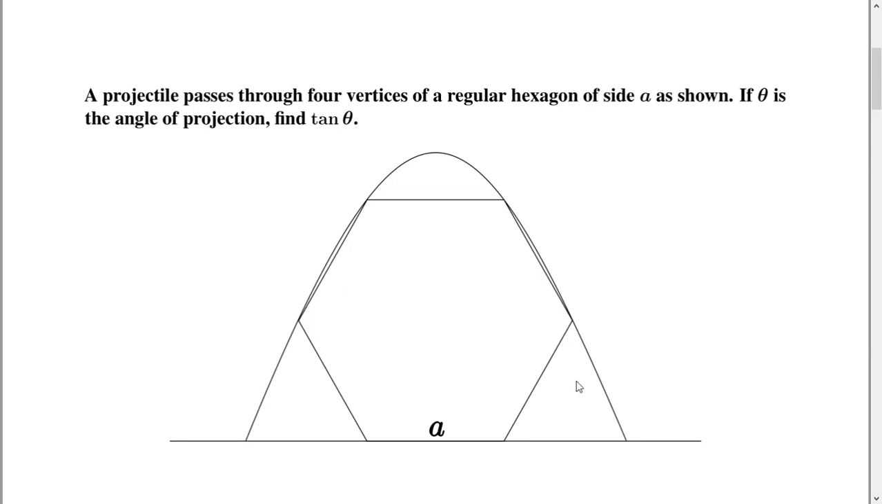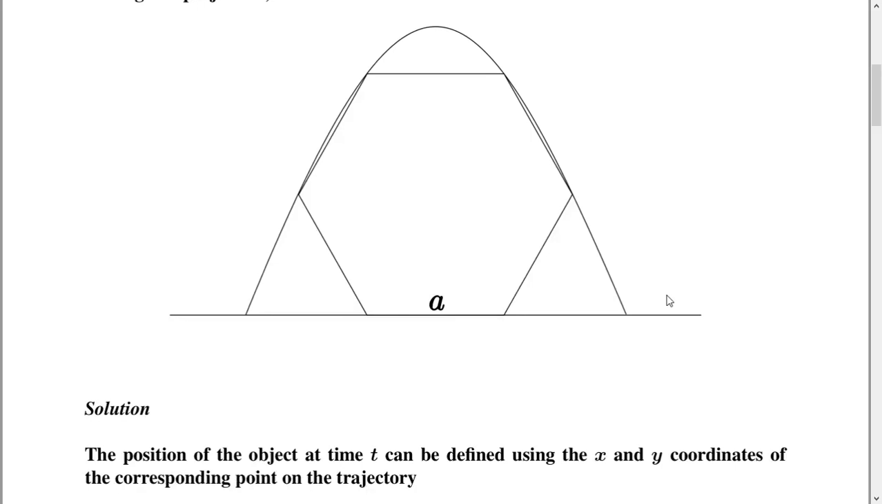If we have the equation of this curve, we can then substitute the coordinates of all these 4 points in the equation of the curve and thus get 4 different equations which can help us find the value of tan theta. Right? That's one thing we can try. So let's go ahead and do that.